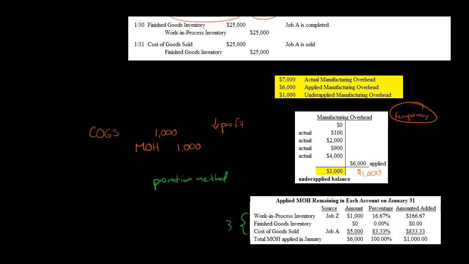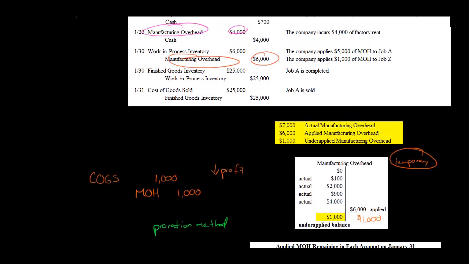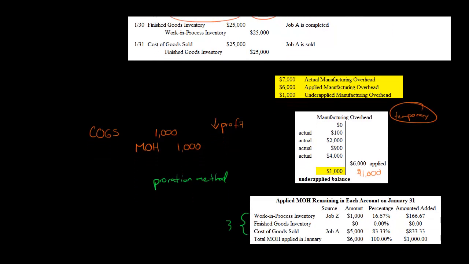Okay. Now, what happened to the other $1,000? Well, it's in work in process inventory. How do we know that? Well, it was applied to job Z. Job Z was never completed and it wasn't sold. So it's still work in process at the end of the period. Thus, the $1,000 of manufacturing overhead that was applied to job Z is still in work in process inventory at the end of the period.